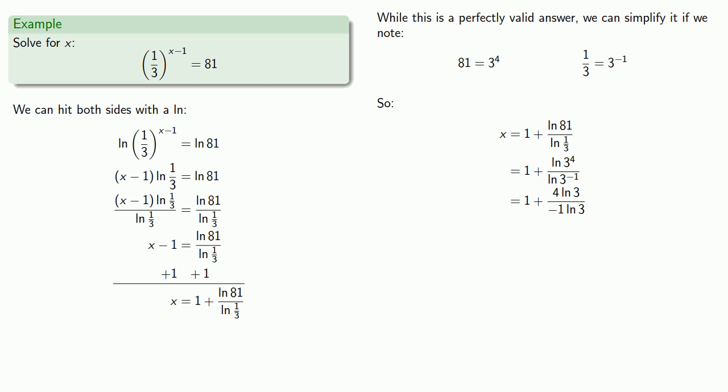But wait, there's more. In our fraction here, both numerator and denominator have a common factor of log 3. And so we'll remove that common factor, do a little arithmetic, and again, while this is a perfectly good solution, a better form of this perfectly good solution is just negative 3.